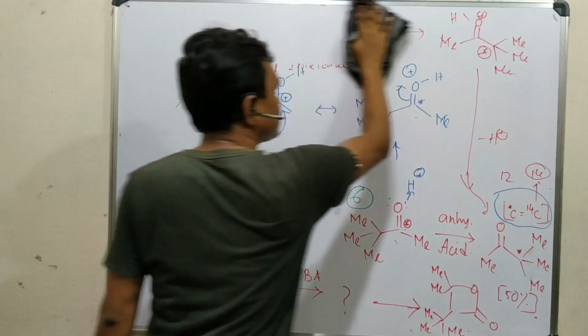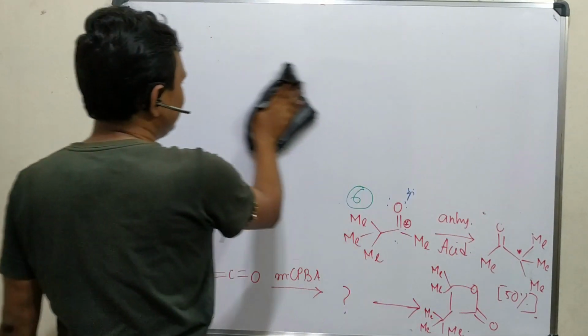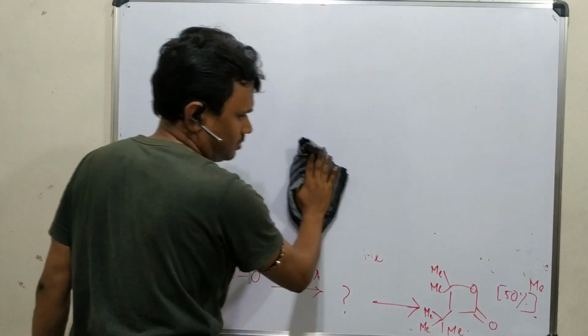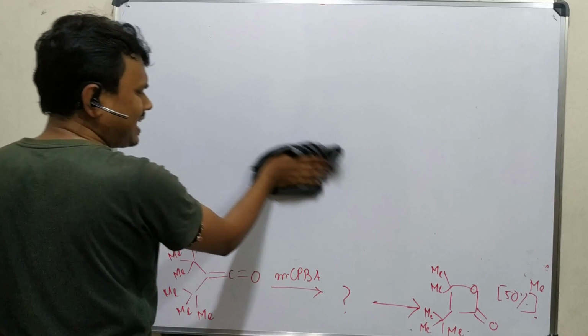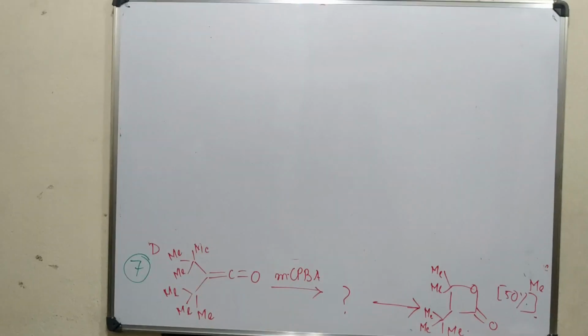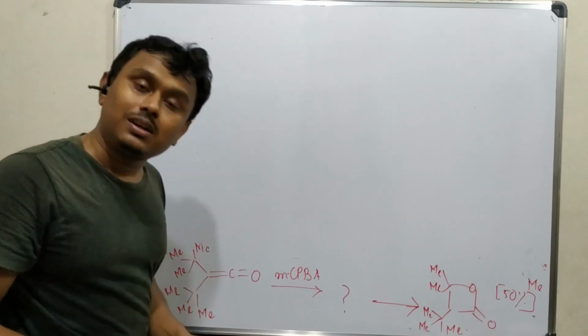So now we will discuss the last example of our discussion. And this last example, you can see, is a little bit complicated type of molecule. Okay, di-tertiary butyl ketene. Fine. Ketene means keto as well as ene. There is one double bond as well as one alkene as well as one ketone.